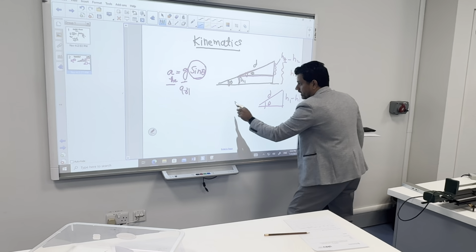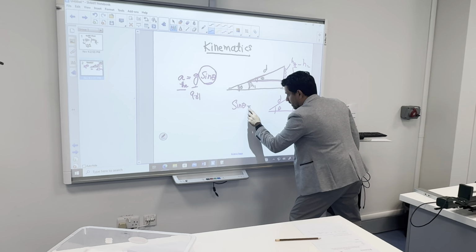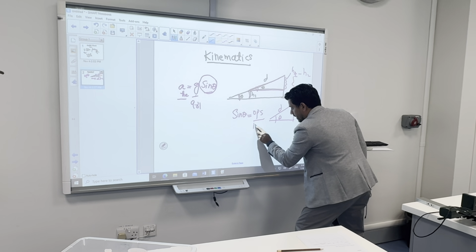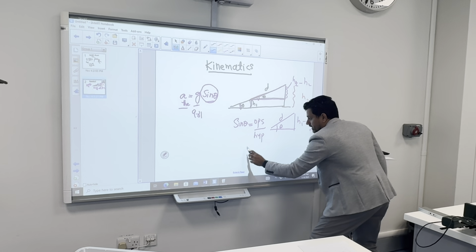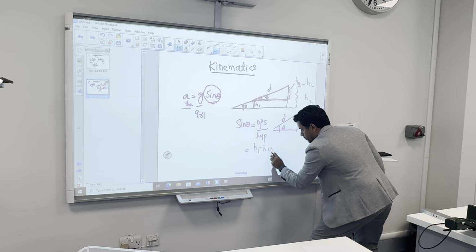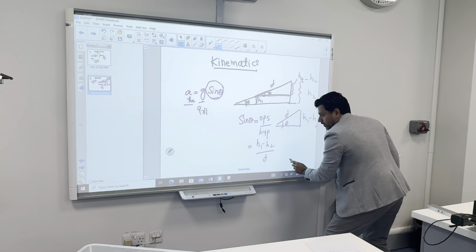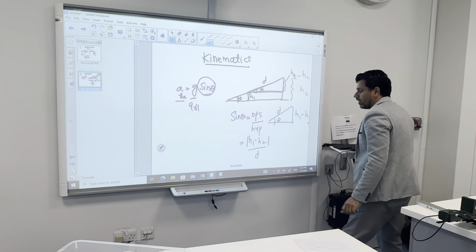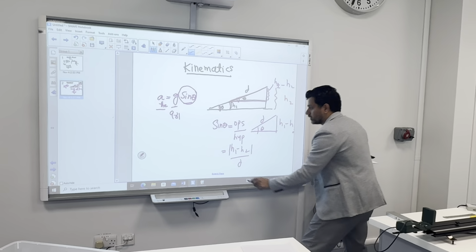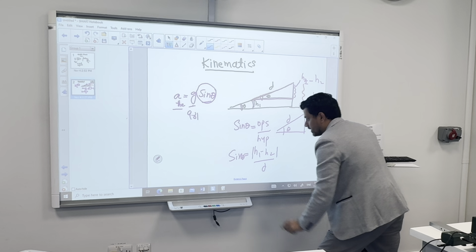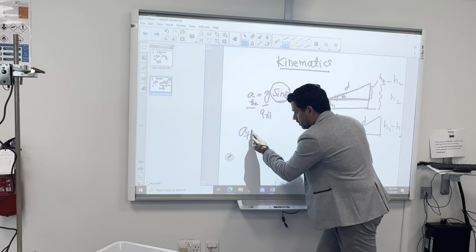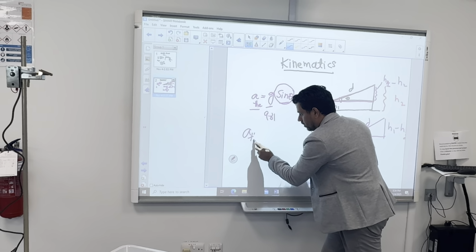So, what is sine theta? Sine theta is the opposite divided by the hypotenuse. Opposite in this case is h1 minus h2 and the hypotenuse is d. Take the mod value so that it always gives you a positive number. So, your sine theta is this. When we substitute, g times the mod of h1 minus h2 divided by d will give you the theoretical value of the acceleration.